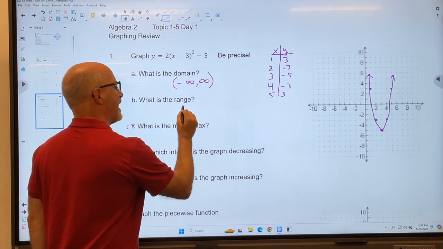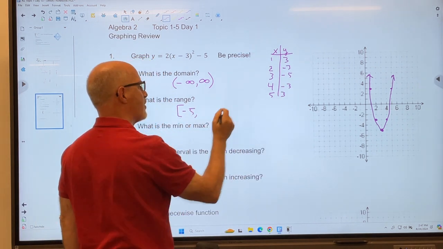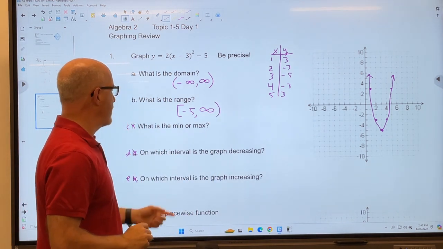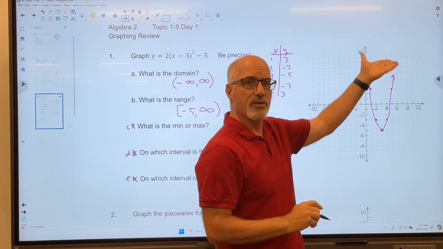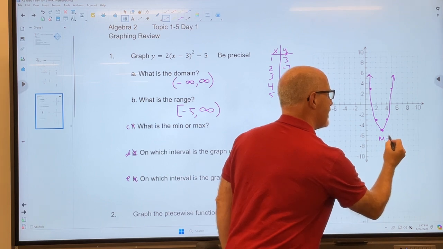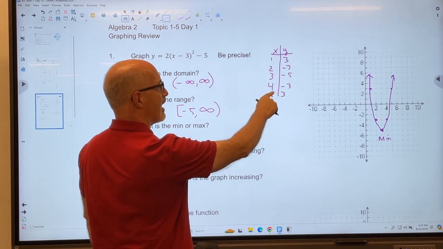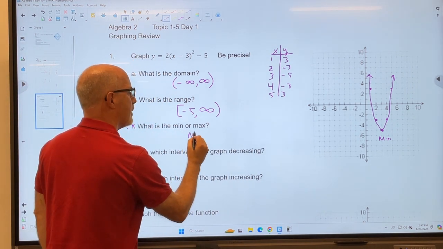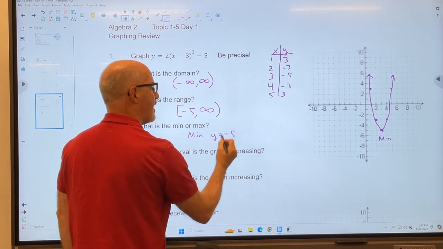So I get to -5, that's my lowest point, but then the highest it goes up to is infinity, and we always put a parenthesis on that. What's the min or max? Well, notice there is no max because it goes on forever. This point down here, though, is the min. So I'm going to say that my min is the y value at that lowest point. So my minimum value is y equals -5.